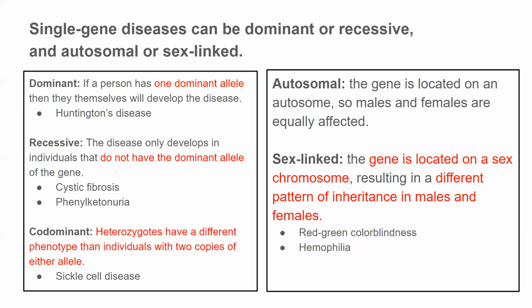When looking at a pedigree, you have to be able to determine if it's sex-linked or not. Sex-linked, you will have a different pattern of inheritance in males and females. Most of the time, it's more common in males. If it's on the X chromosome, it's more common in males. You had that on your test. So color blindness and hemophilia are two examples of that.